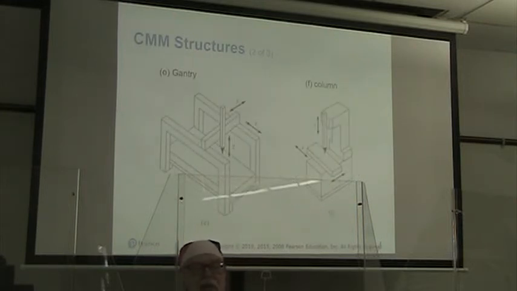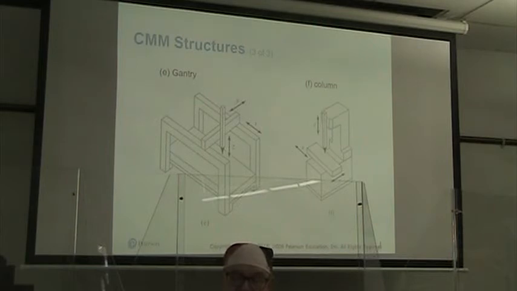Here we see a gantry type of coordinate measuring machine where we have movement in the X direction by the gantry on the two support structures. The probe head and the probe are free to move in the Y direction and the Z direction.